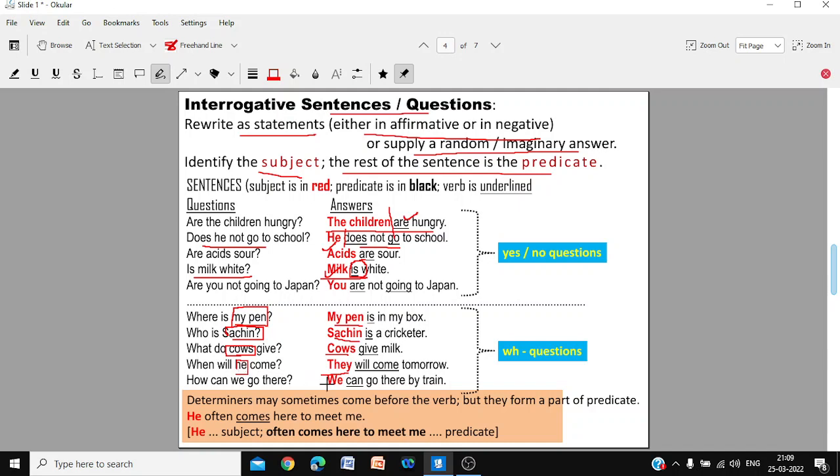How can we go there? We can go there by train. We can go there by plane. We can go there by bus, whatever you say. Now you know we is the subject. So now once you know the subject, the remaining part must be predicate. So once again we say determiners may sometimes come before the verb, like he often comes here. But this word often should belong to the predicate.